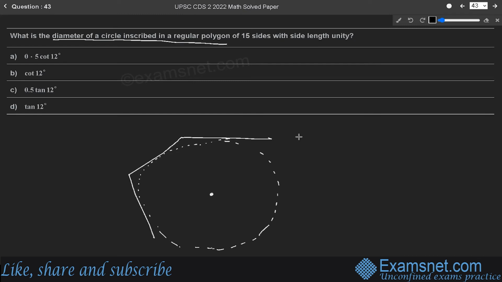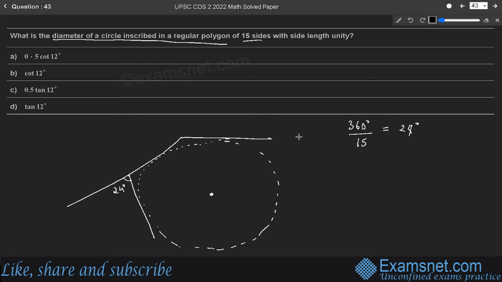Let this be the center of the circle. We know that the sum of all the angles of the polygon is 360 degrees and in total there are 15 sides. So the measure of one angle will be 360 upon 15, which is 24. Now let us make an angle here. Let this angle be 24. You can see that the side of the polygon acts as a tangent to the circle.